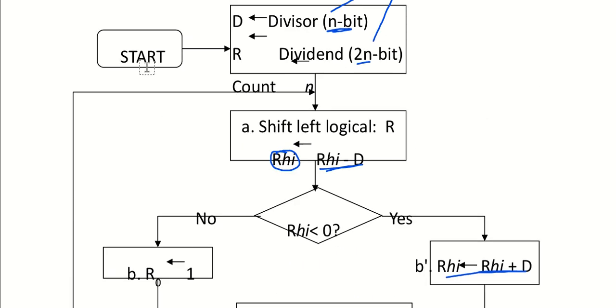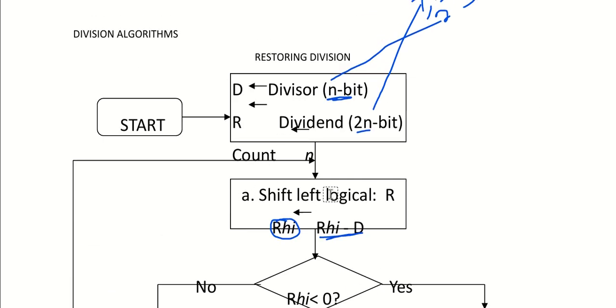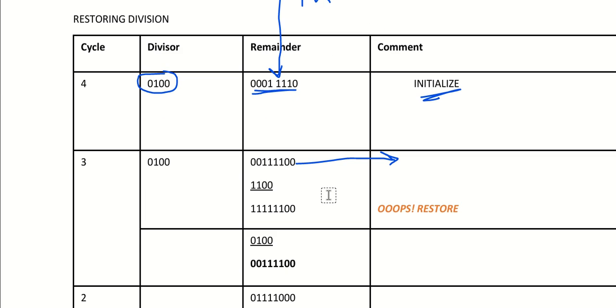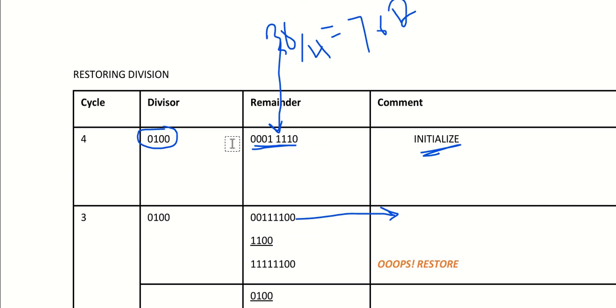It says before we start anything, we should shift what? Logical left R, right? So it means that the previous remainder, which was this one, we are coming to shift it left, right? So when you shift this one left, that's what you see. So I think here should be just shift left R, right? That's your comment.